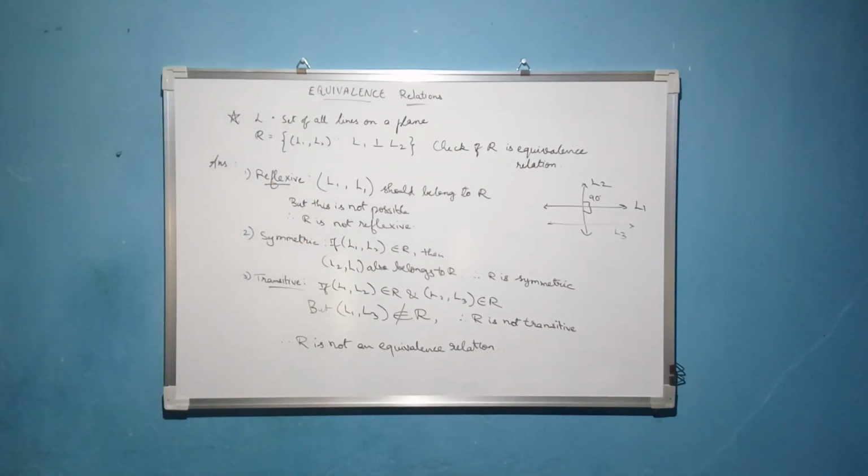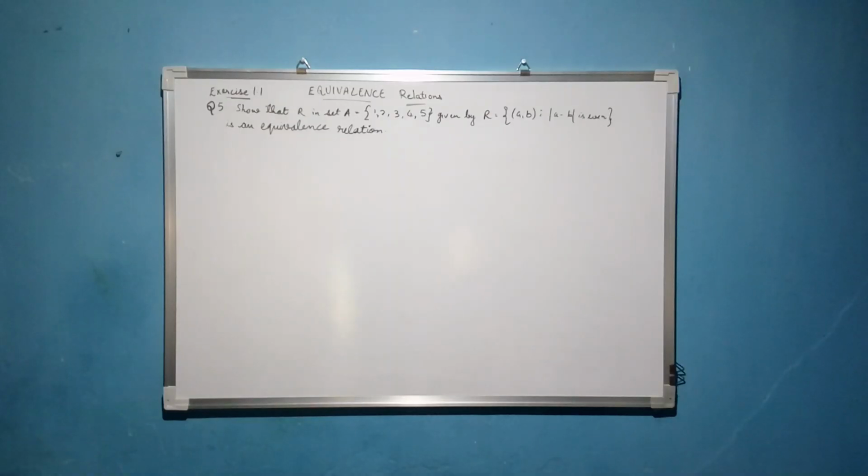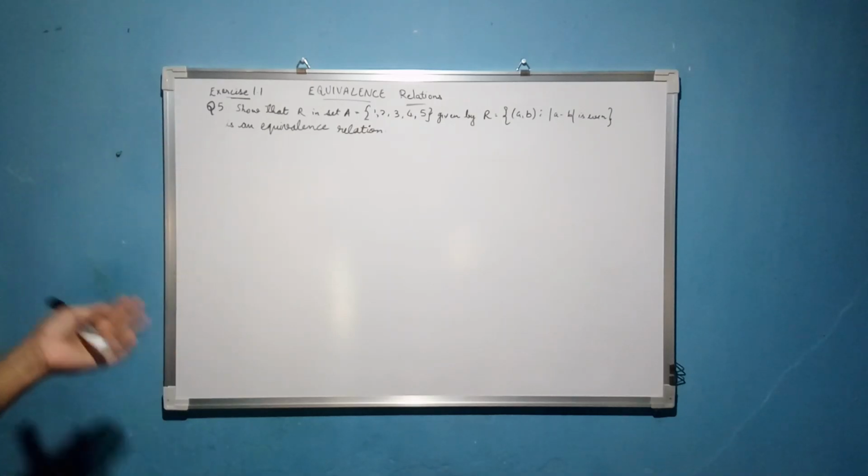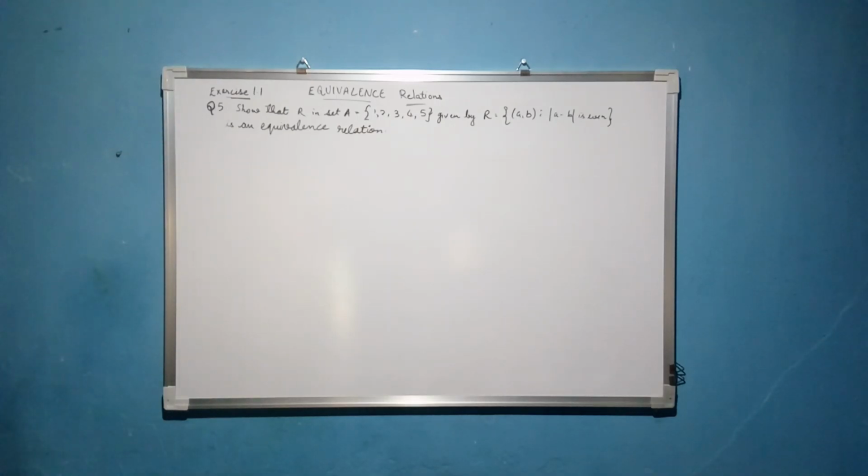Got it? Now we'll go to the next part. For learning a new concept, I opted for question 5 of exercise 1.1. This question is, show that R is a relation in set A. A is 1, 2, 3, 4, 5 given by R equals (a, b) if modulus of a minus b is even.